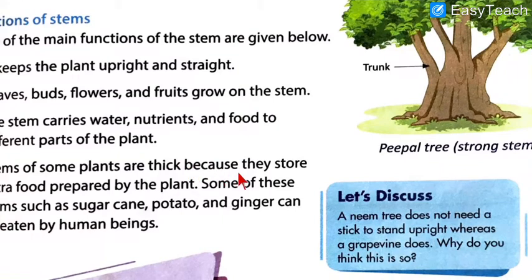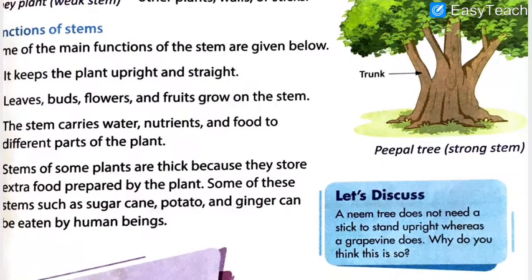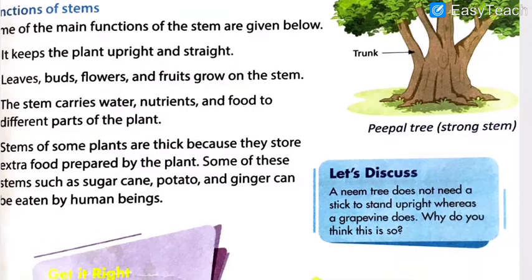Stems of some plants are thick because they store some extra food prepared by the plant. So, some of these stems such as sugarcane, potato and ginger can be eaten by human beings. Sugarcane, you might be knowing, sugarcane juice is also very well known among the kids as well. But actually it is a stem part of the plant. Even the potato, I know that many of your favorite vegetable is potato, but actually it is the stem part of the plant.